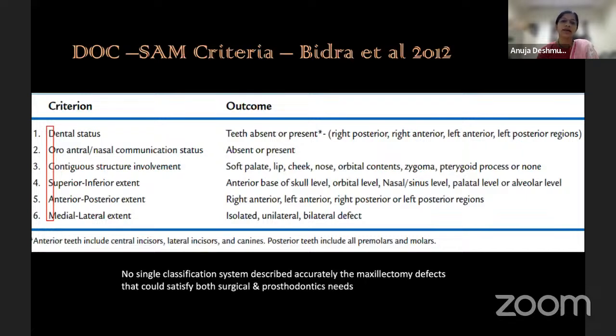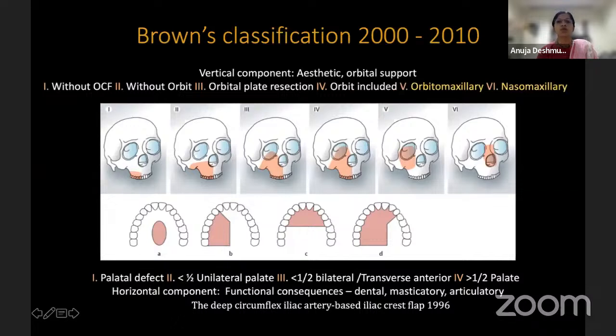This should be an ideal classification where all these criteria are met. But there is no single classification which has accurately described the maxillectomy defects and could satisfy both surgical and prosthodontic needs. So the most popular classification that we follow is the Brown's classification.